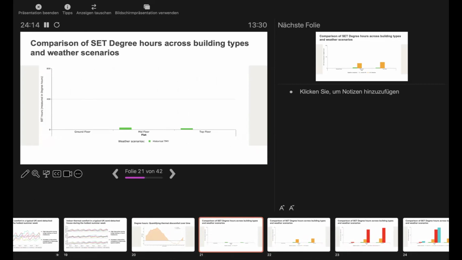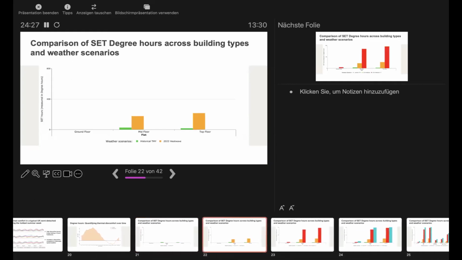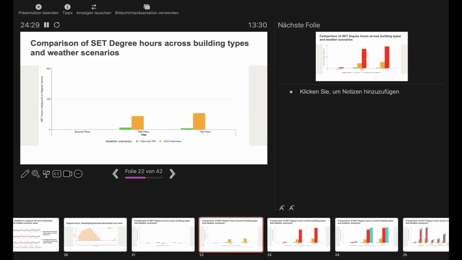So in a ground floor flat, we never even crossed this comfort threshold. And also for mid and top floor flats, the SET hours are not as high. So we're mostly comfortable within the building. However, when we now compare this to a 2022 heat wave, we can see that in upper floor flats, we already have roughly 200 SET hours, which means that because during one week we have around 170 hours, we will be on average one degree above the threshold, which already indicates quite a bit of discomfort within these upper floor flats. But the ground floor flat is still very resilient to heat.